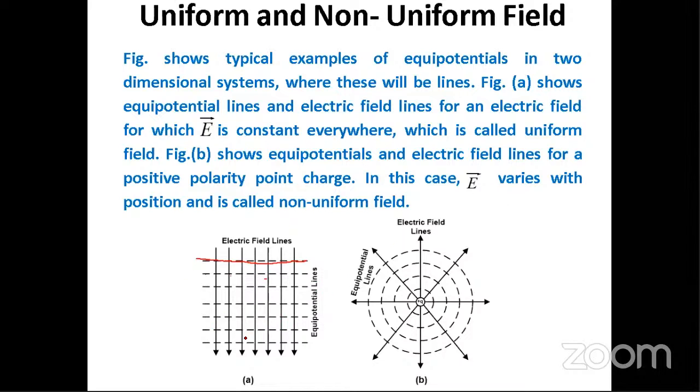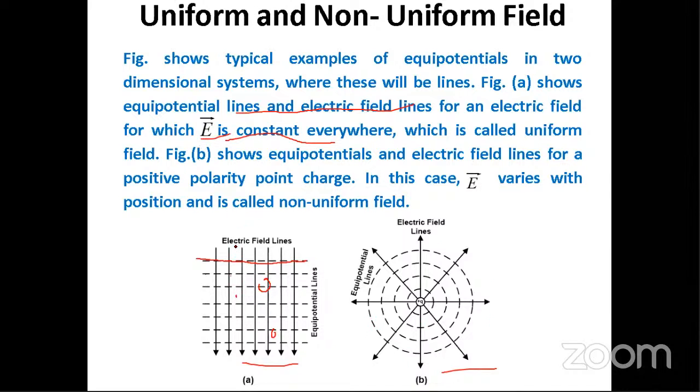which link the two plates, are basically uniform field lines. And these are two figures. This one shows the uniform field. This is the non-uniform field. Why is this a uniform field? Because in this system, figure A shows equipotential lines and electric field lines for an electric field that is constant everywhere. If you measure the electric field here, or here, everywhere you will find that the electric field is constant.